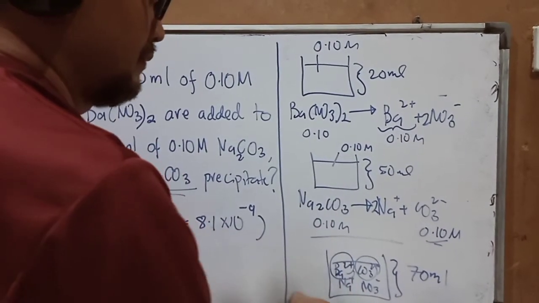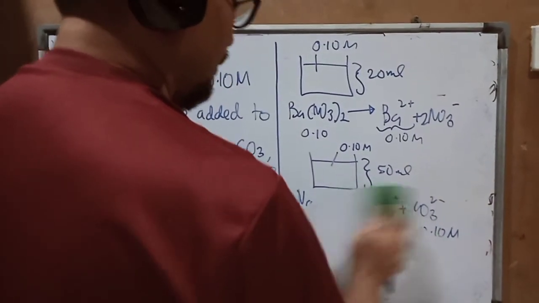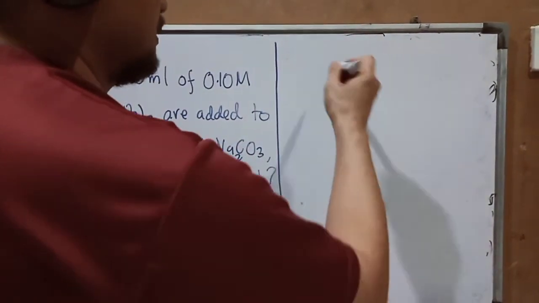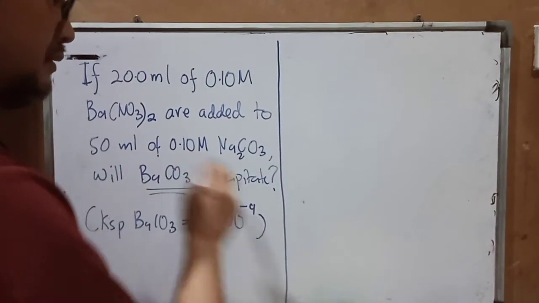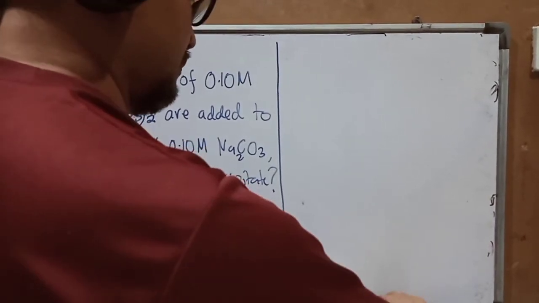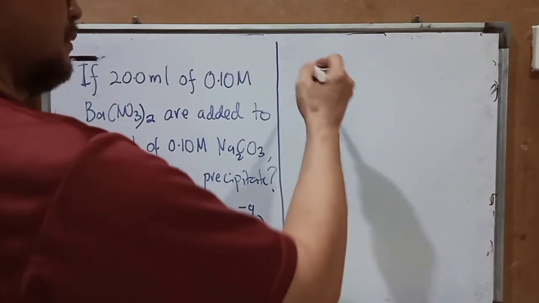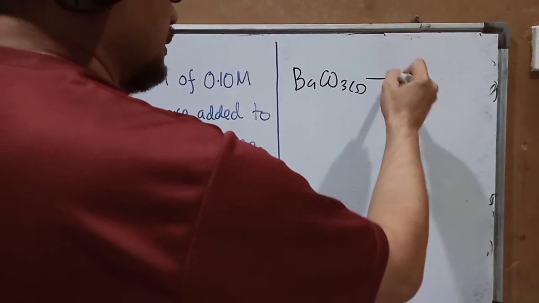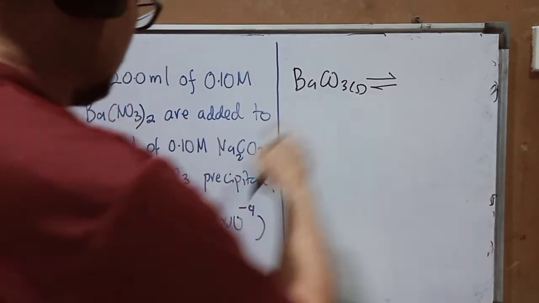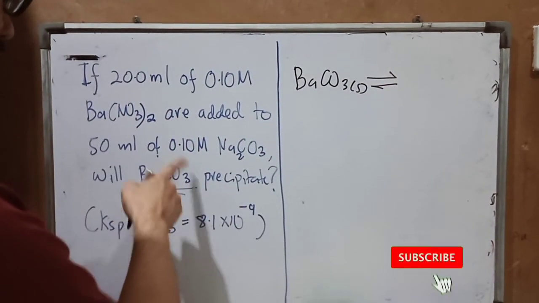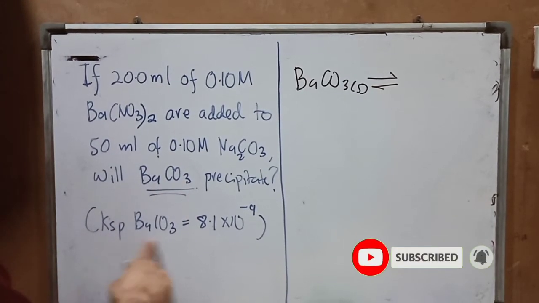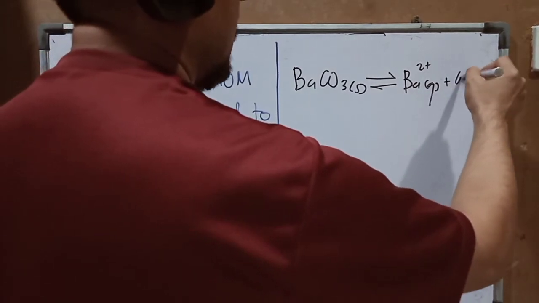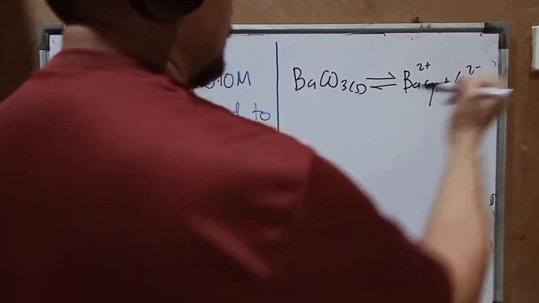Alright, so now the equation is like this. We take this barium carbonate, BaCO3 solid. Now this one will dissociate partially, because this salt has a Ksp, into Ba2+ aqueous and CO3 2- aqueous, right?